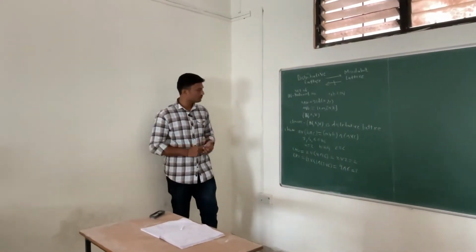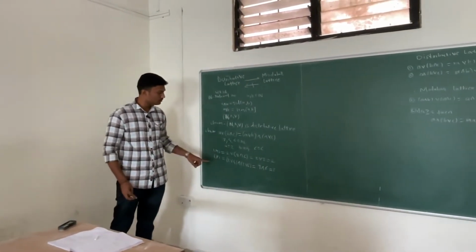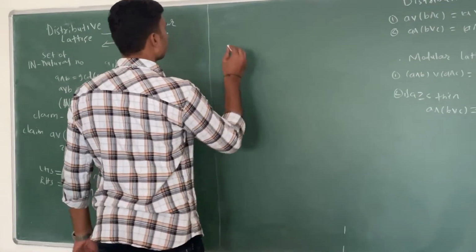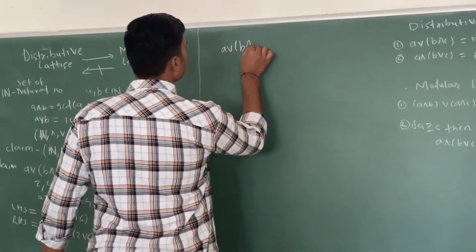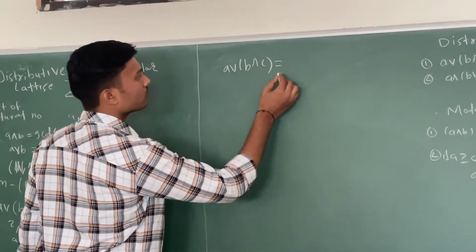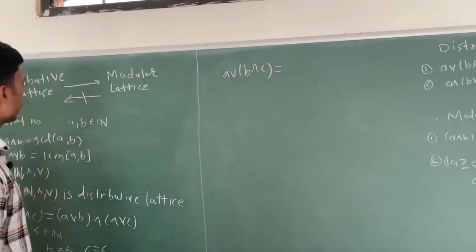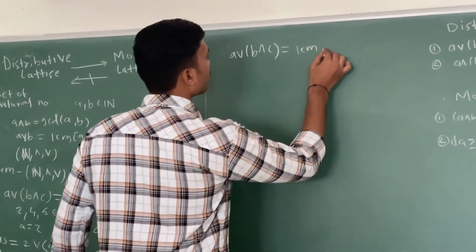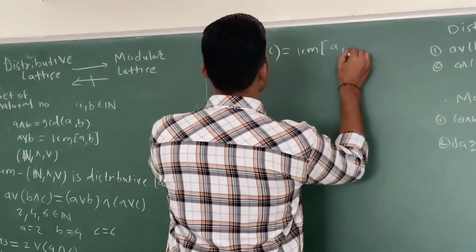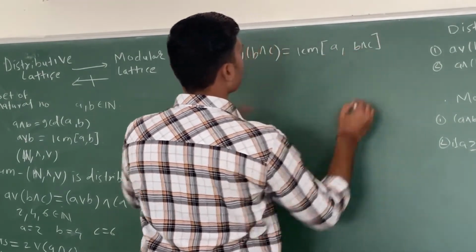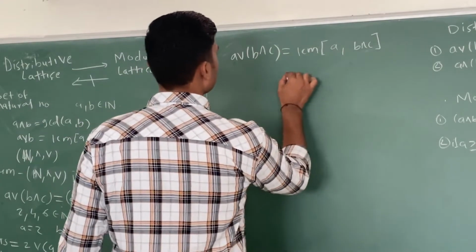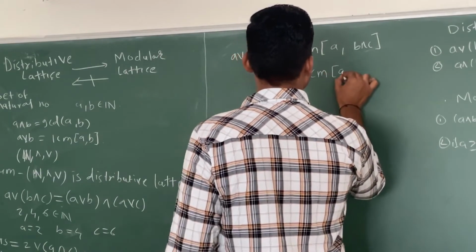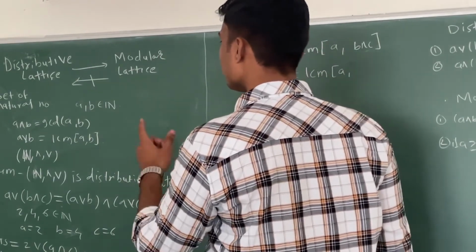A join (B meet C). You write there, you have space now. A join (B meet C) is equal to, first of all, it is a join of two elements, so what is join? LCM of A comma (B meet C). It is the same as, next step, equal to LCM of A comma, what is B meet, of two elements, it is GCD of B comma C.